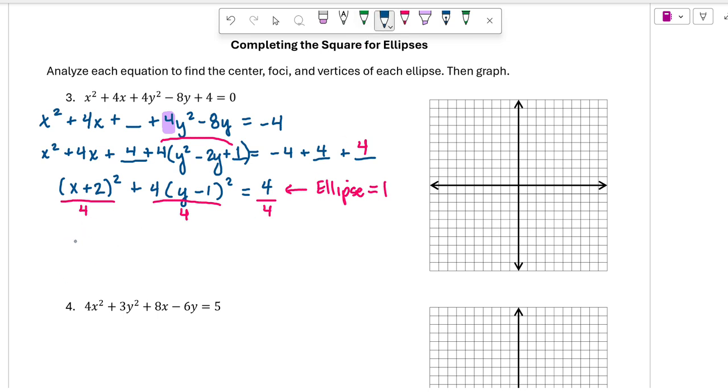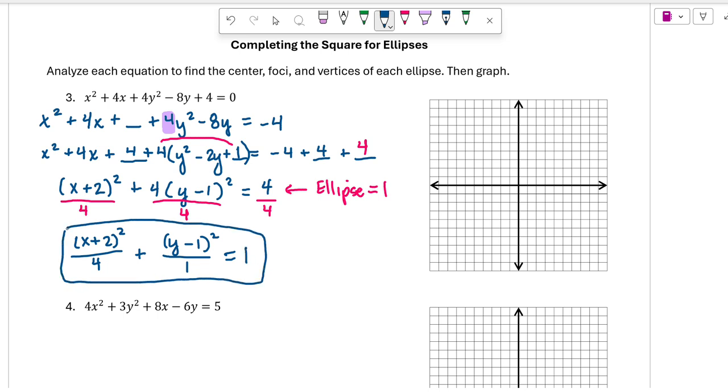So over here, we just have x plus 2 squared over 4. And then next, we take 4 divided by 4. So this one is just y minus 1 squared divided by 1. You don't really have to have the 1 down there, but I would kind of like it because that shows you what a and b are better. And then over here, 4 divided by 4 is 1. This is the equation of our ellipse.